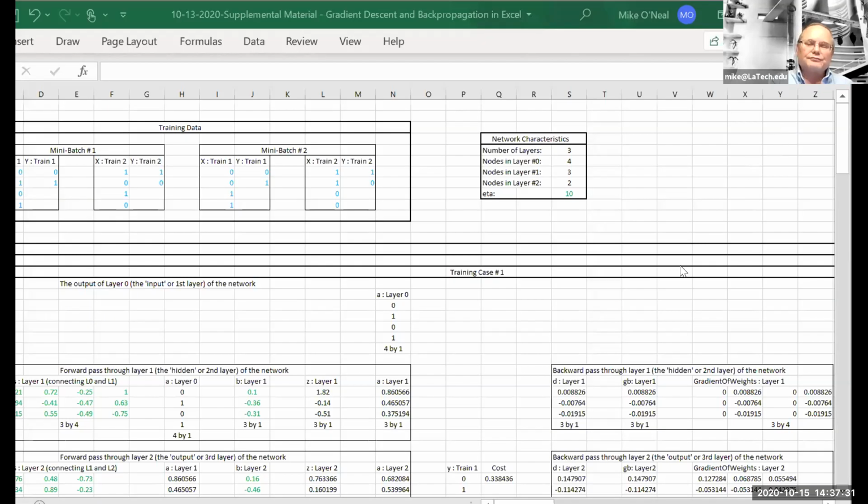This spreadsheet actually teaches the neural network, and we can see that the network actually learns, because if you go and you look at the output of it, right?